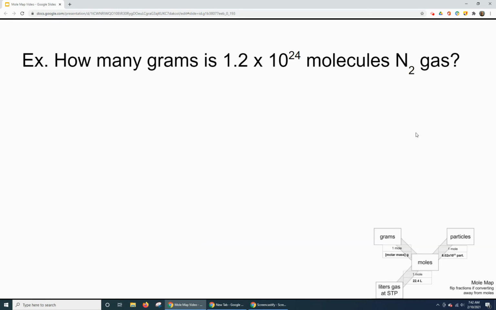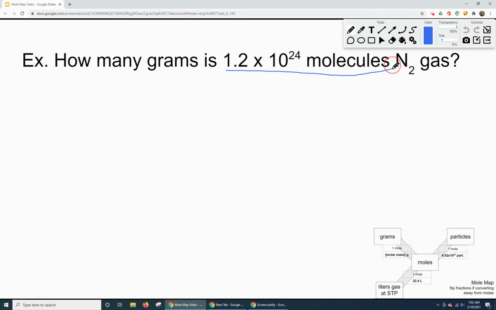All right, we're going to do our first example here. How many grams is 1.2 times 10 to the 24th molecules of nitrogen gas? All right, so let's analyze our problem first. We always want to analyze our problem first. So underline the starting amount, underline the ending unit. Okay, so we want to go from molecules to grams.